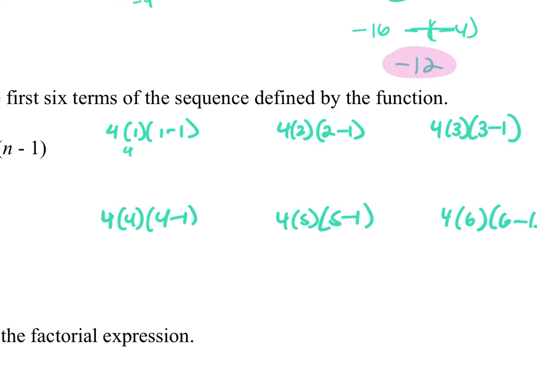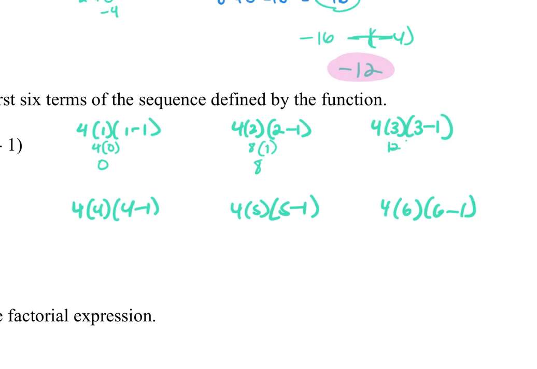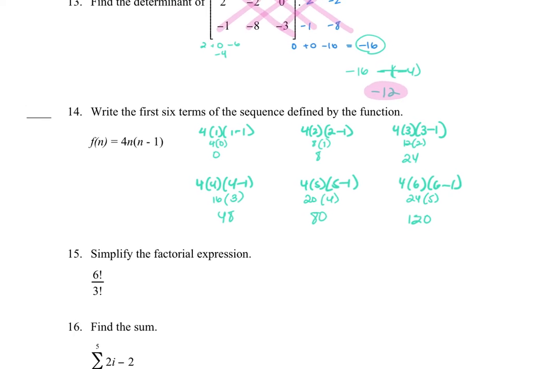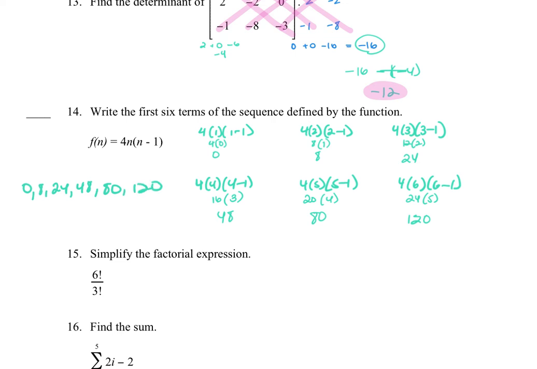So this is 4 times 0, which is 0. This is 8 times 1, which is 8. This is 12 times 2, which is 24. 16 times 3, which is 48. 20 times 4, which is 80. 24 times 5, which is 120. So 0, 8, 24, 48, 80, and 120.